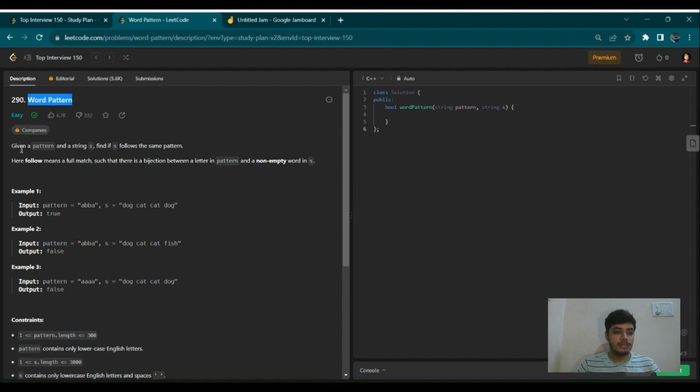So we have been given a pattern and a string, and we have to find if s follows the same pattern or not. Here follow means a full match such that there is a bijection between a letter in pattern and a non-empty word in s. We have been given one pattern string and one string s, and we have to find whether the string s follows the same pattern which has been followed by the pattern string or not. So let's understand this example and let's formulate some algorithm.